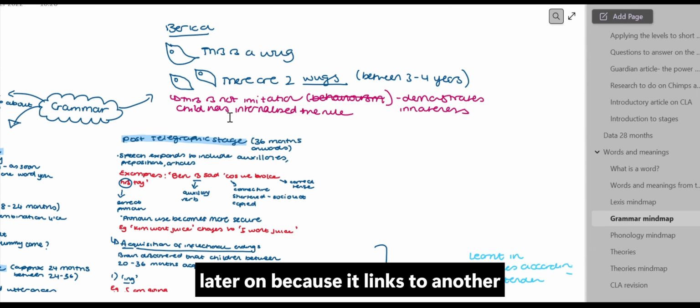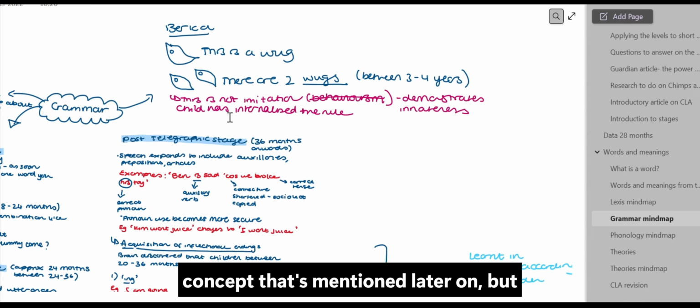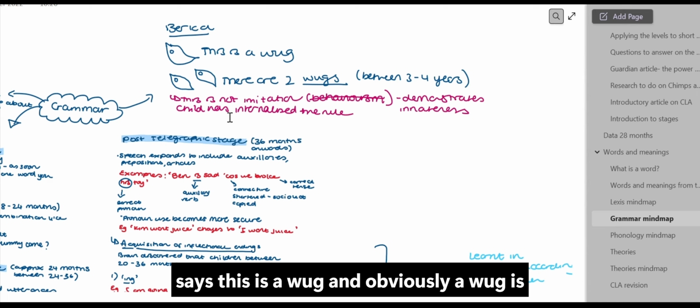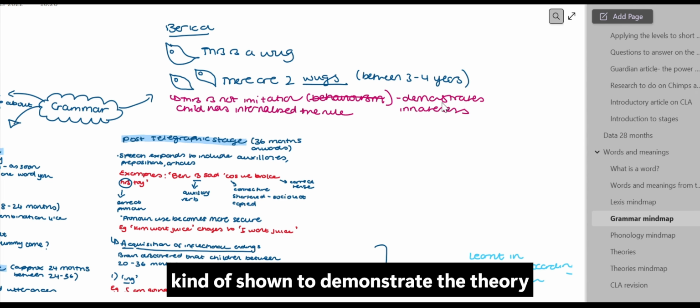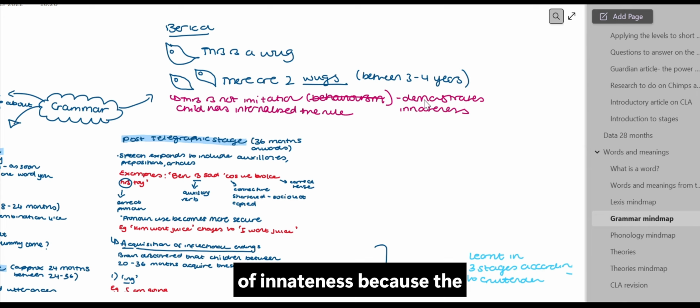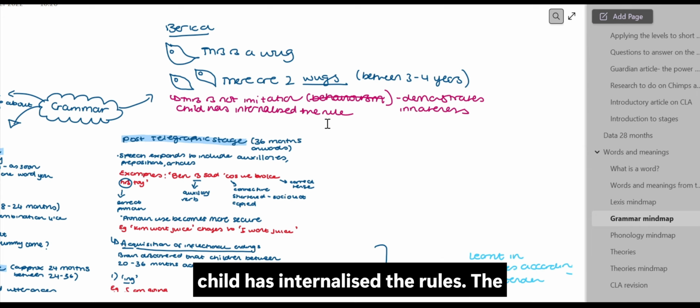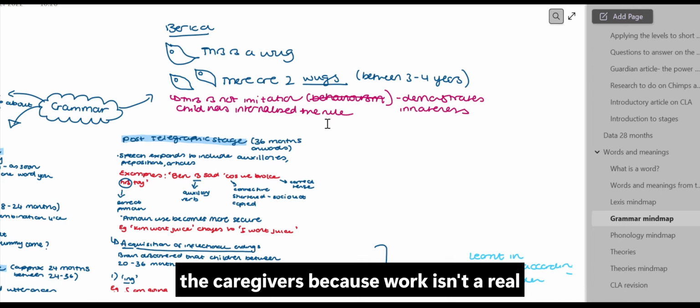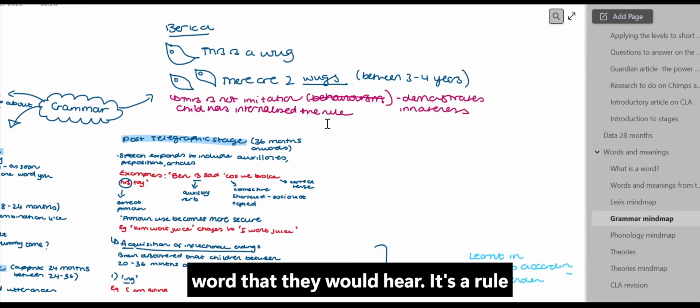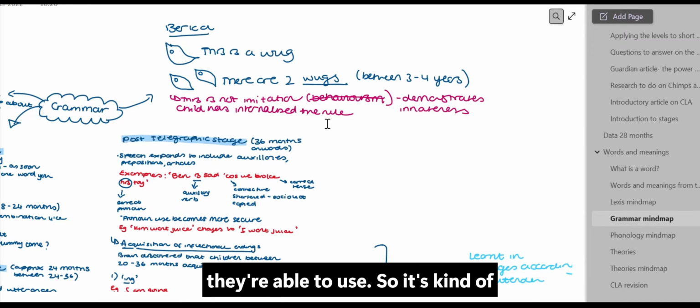because it links to another concept that's mentioned later on, but Berko says this is a wug, and obviously a wug is a made up word, it's not a real word. And then children between the ages of 3 and 4 years were able to say there are two wugs. This is shown to demonstrate the theory of innateness, because the child has internalized the rules. The child is not imitating their caregivers, because wug isn't a real word that they would hear. It's a rule that they've internalized and that they're able to use. So it's supporting Chomsky's theory of innateness.